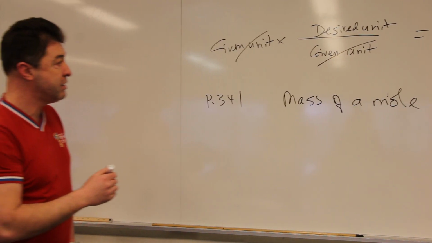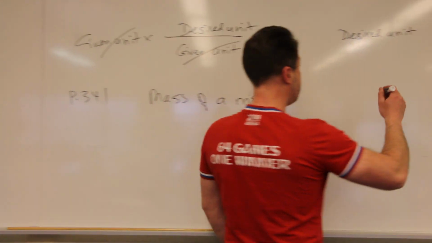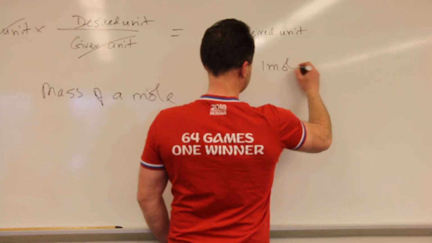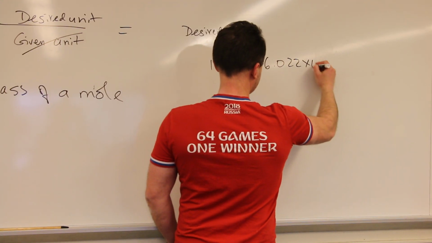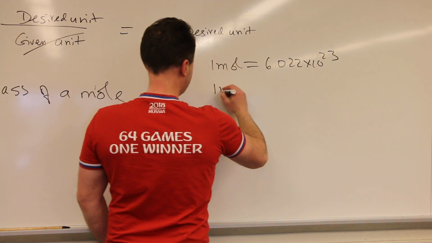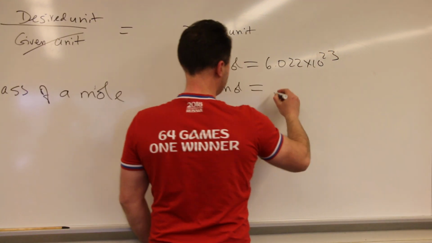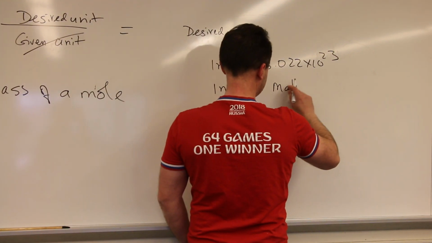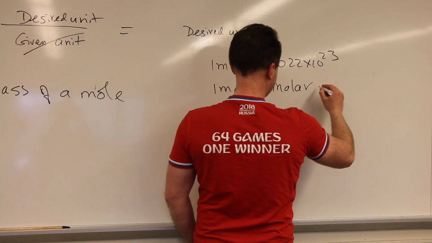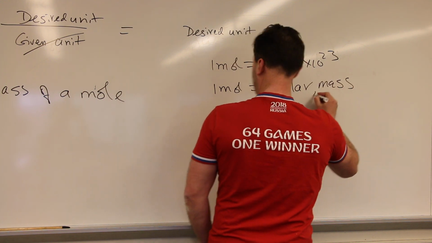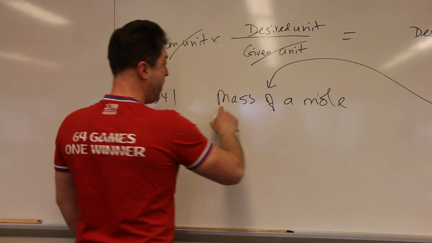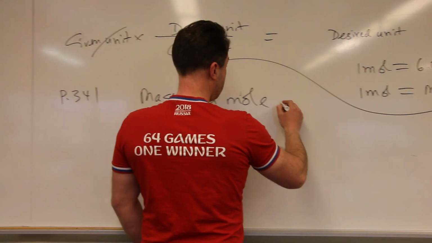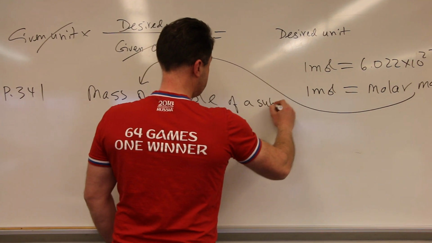Now, remember I gave you guys our 2 conversion factors of a mole. 1 mole is always Avogadro's number. And then 1 mole is also what's called a molar mass. Molar mass. And so now we're going to talk about the molar mass, which is nothing else but the mass of a mole of a substance.